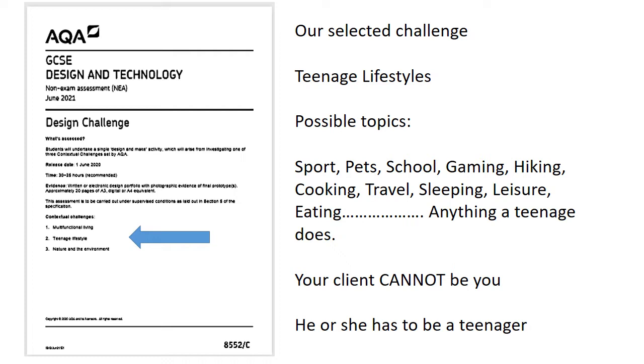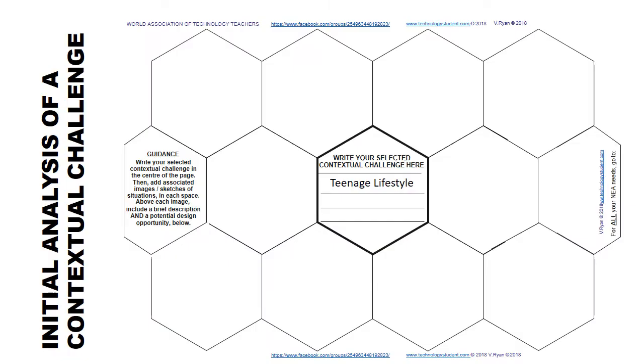Okay, so possible topics you could go through are sports, pets, schooling, gaming, hiking, cooking, travelling, sleeping, leisure or eating, or anything a teenager does. So you're all teenagers, you know what they are. The only thing is that your client cannot be you. All right, so it cannot be you, and he or she has to be a teenager. All right, going to the next slide.